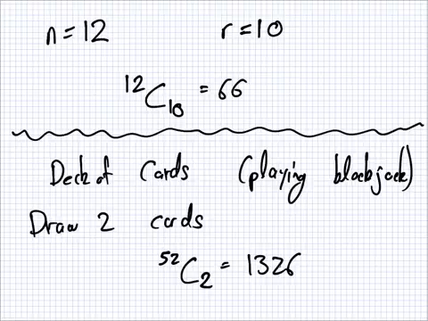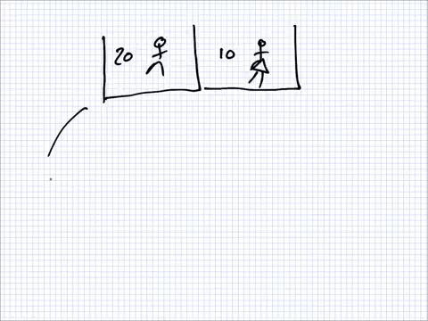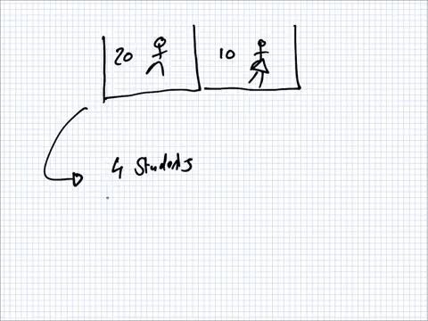So this also works pretty well when you want to choose from 2 different groups. So for example, maybe in this class you have 20 male students and 10 female students, and you want to choose a team, a group of 4 students. So you want to choose 4 students, but the difference is you want 2 male students and 2 female students in your group.